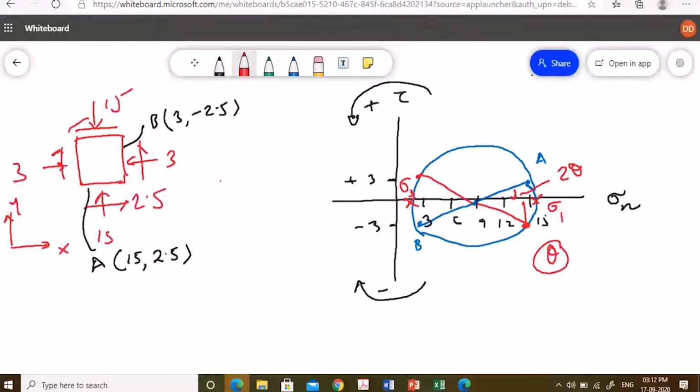Now you see, many things come. Now, what is the center of the Mohr circle? Can anybody tell me? The center of the Mohr circle is? Sigma xx plus sigma yy by 2. Yeah, sigma xx plus sigma yy by 2.